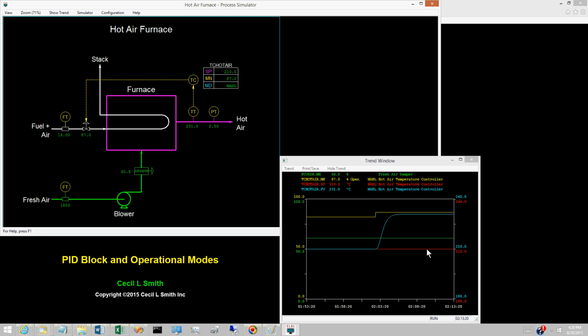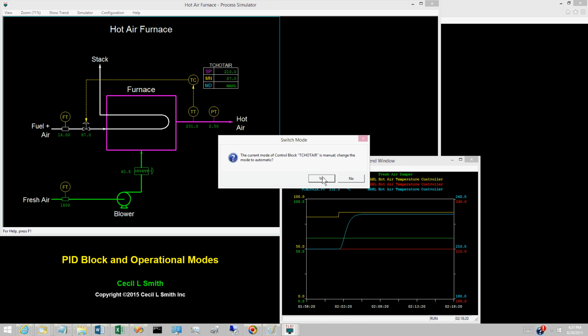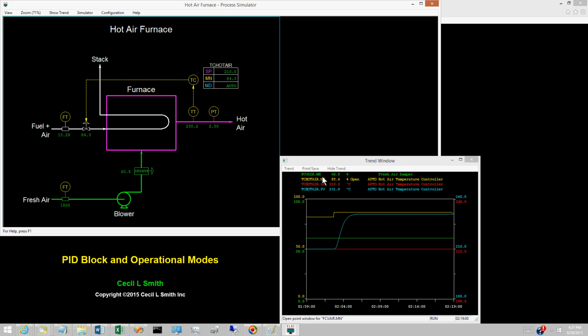This behavior occurs when a feature known as PB tracking is disabled. A detailed explanation of PB tracking is the subject of a subsequent video. Switch the hot air temperature controller to auto. The PV exceeds the value of the set point, so the PID control calculations decrease the opening of the fuel valve. The hot air temperature decreases, eventually attaining the set point of 210 degrees Celsius.